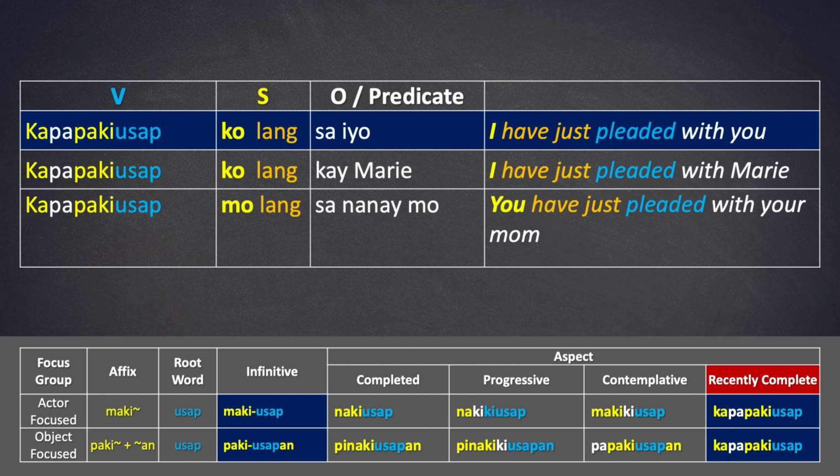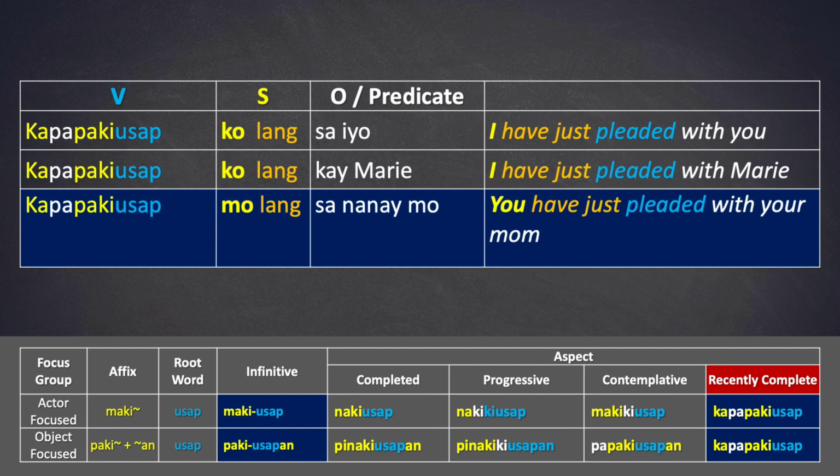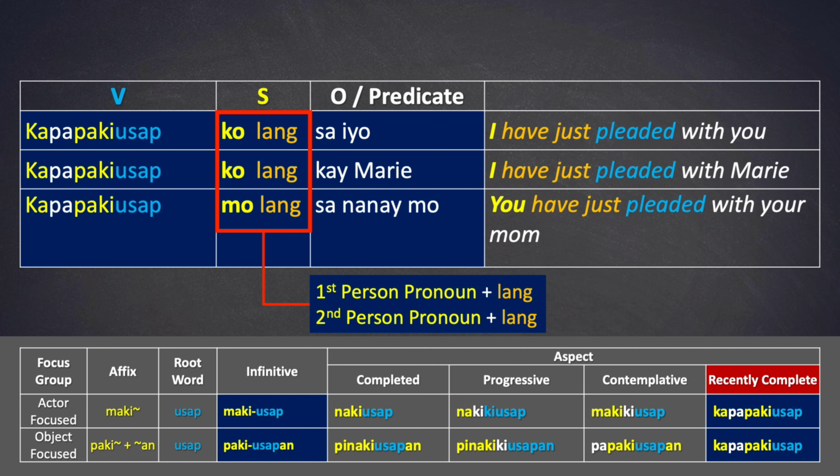Kapapakiusap ko lang sa iyo. I have just pleaded with you. Kapapakiusap ko lang kay Marie. I have just pleaded with Marie. Kapapakiusap mo lang sa nanay mo. You have just pleaded with your mom. Remember, the adverb lang is placed after the pronoun if the pronoun is in the first person or second person singular. For other pronouns, it is the reverse.